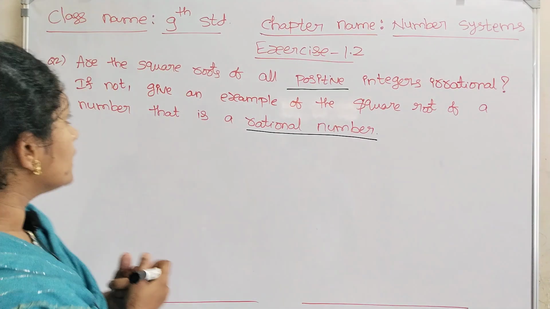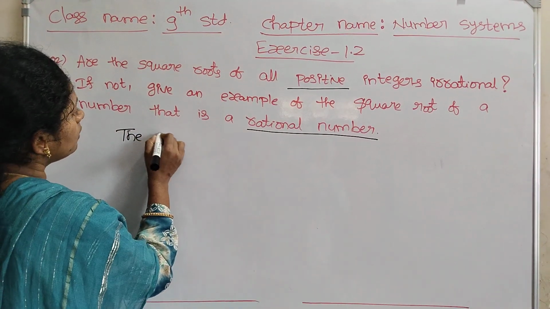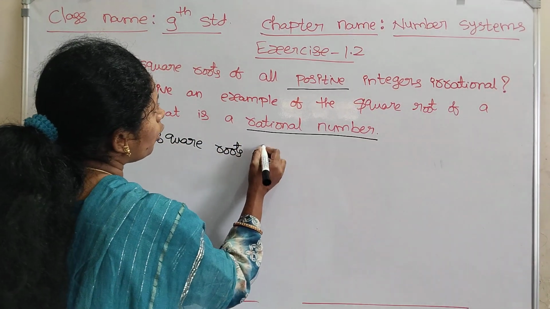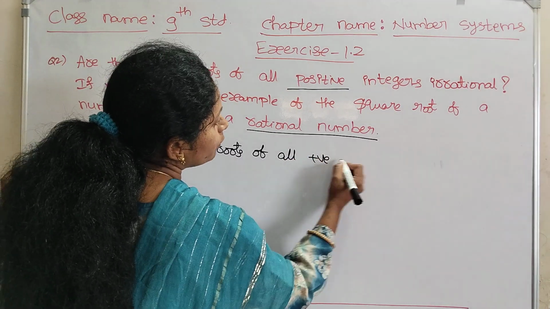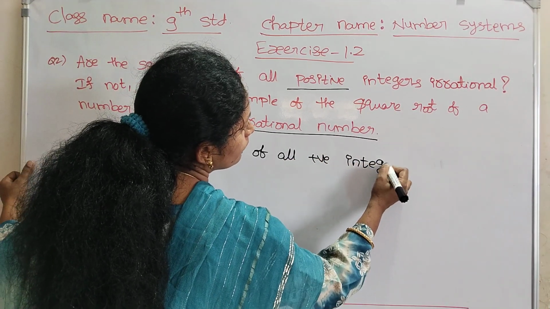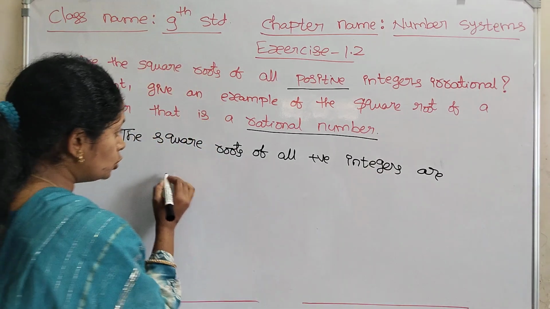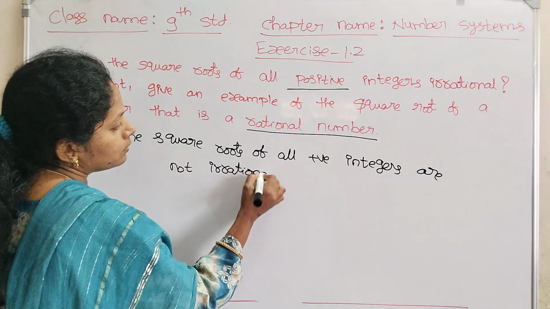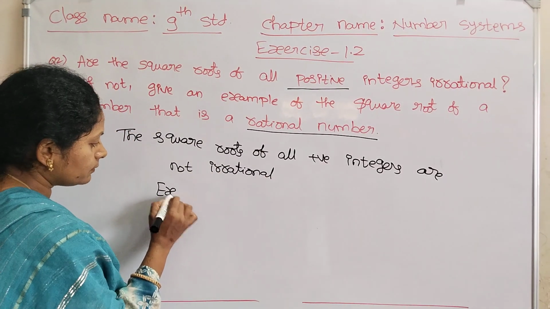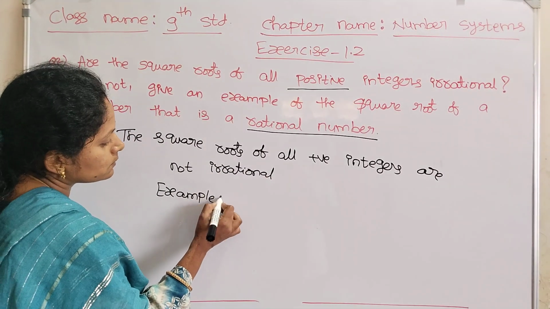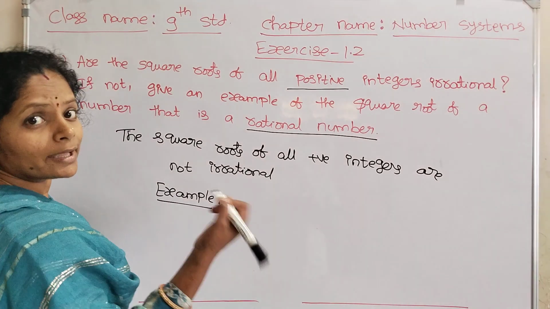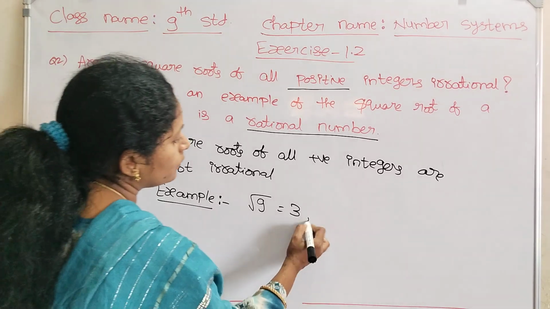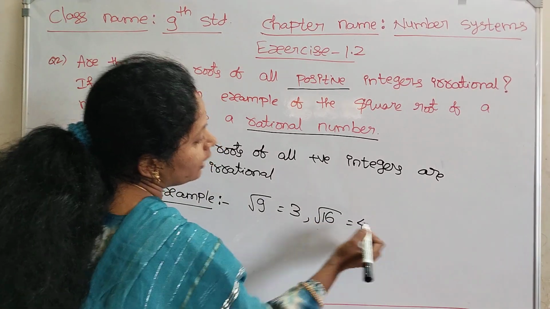We can write the answer as: the square roots of all positive integers are not irrational. So we can write any example: root 9 equals 3, root 16 equals 4, and so on.